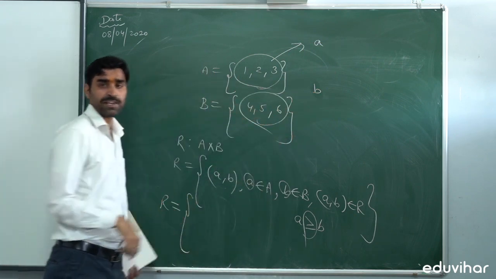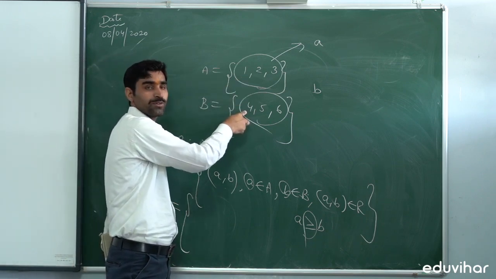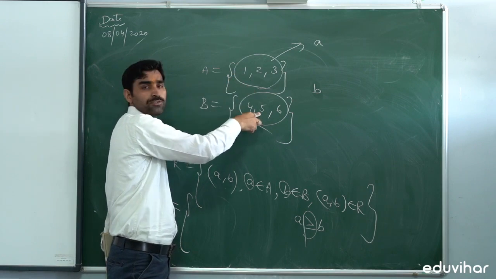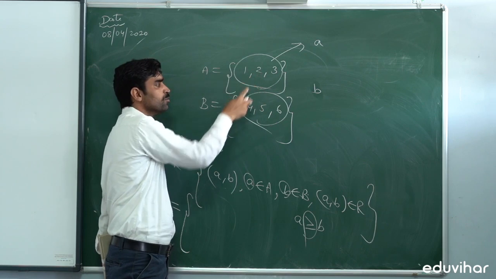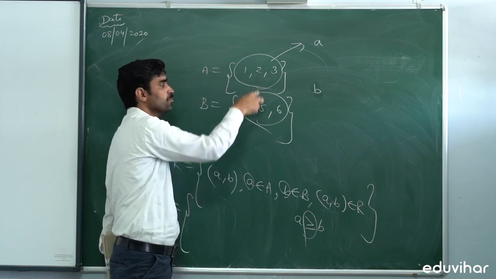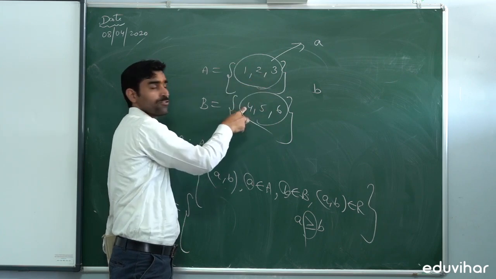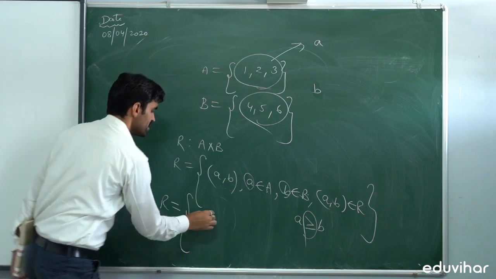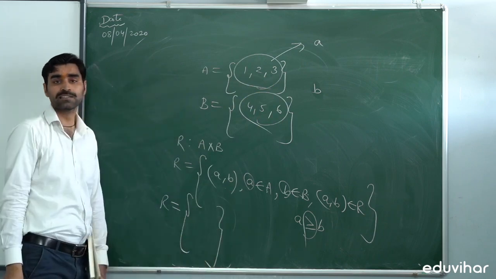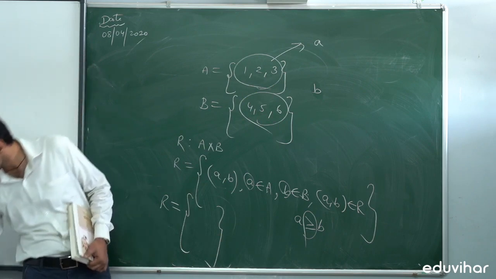Is 1 greater than or equal to 4? No. 1 greater than or equal to 5? No. 1 greater than or equal to 6? No. Similarly 2 is not greater than 4, 5, or 6, and 3 is not greater than or equal to 4, 5, or 6. So this type of relation is an empty relation. Okay? Next.